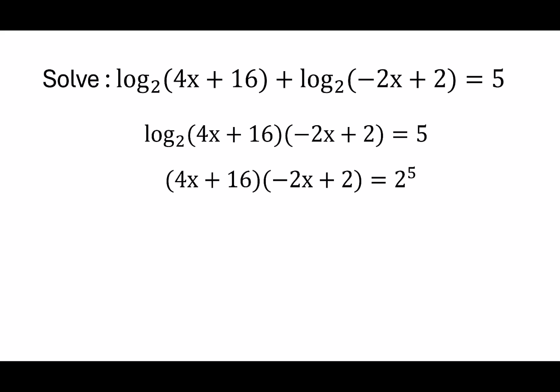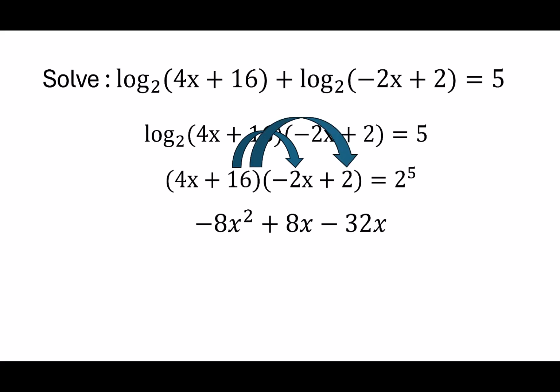Now that I don't have the logs anymore, I want to work on solving this equation. We'll start by expanding the left side. 4x times negative 2x gives me negative 8x squared. Then 4x times 2 gives me positive 8x. Then I have 16 times negative 2x, which is negative 32x, and then 16 times 2, which is positive 32.